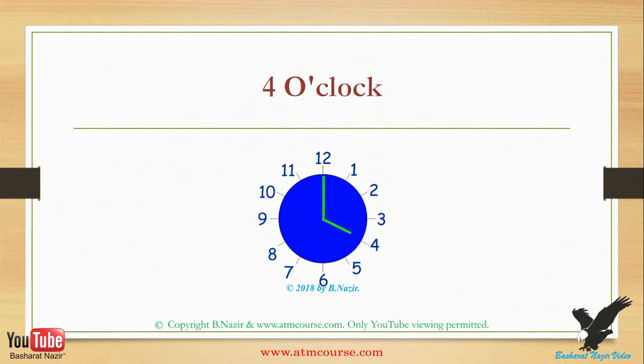This clock is reading 4 o'clock, because the big hand is pointing to the 12 and small hand is pointing to 4. Now you say 4 o'clock. This clock is reading 5 o'clock, because the big hand is pointing to the 12 and small hand is pointing to 5. Now you say 5 o'clock. This clock is reading 6 o'clock, and this clock is reading 7 o'clock, because the big hand is pointing to the 12 and small hand is pointing to 7. Now you say 7 o'clock.